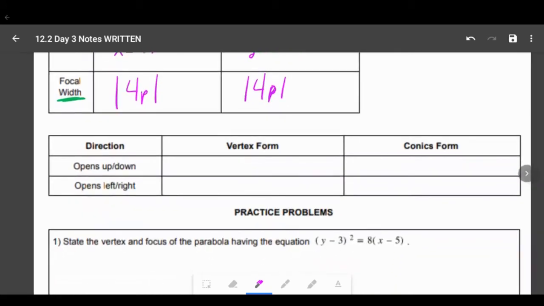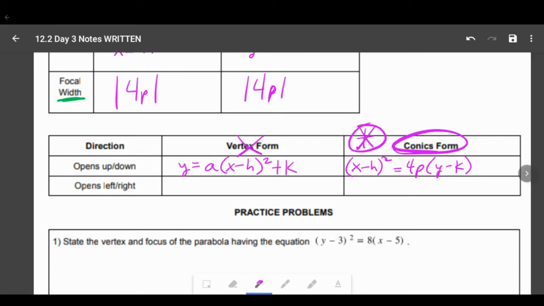Now, how this works. If it opens up or down, this is what you've been doing since algebra class: y equals a times (x minus h) squared plus k. That's what you did back in algebra class, but we're not going to use this now. We're actually going to use the conics form in this part. Like I listed up above, if it opens up or down, (x minus h) squared equals 4p times (y minus k). That's the equation that you need to understand and memorize, because that's how your answers need to be on your tests and quizzes. To avoid losing points on silly mistakes because you have it in the wrong form, put it in conics form.